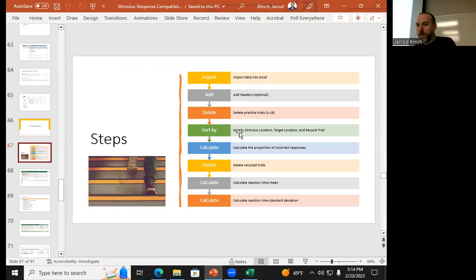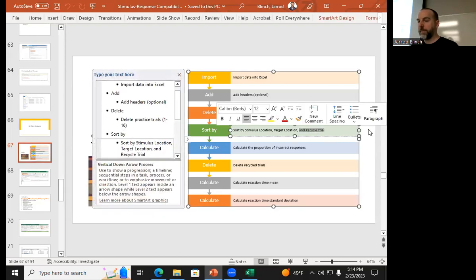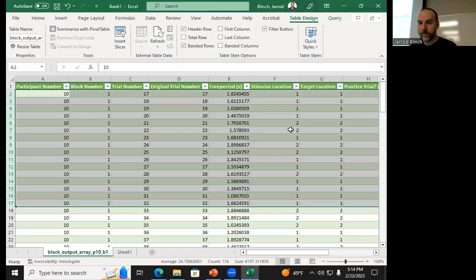Okay, we want to sort our trials because eventually we want to know which ones are left stimulus, left response, right stimulus, right response, because we want to calculate an average for each of those and a standard deviation for each of those. So we want to sort by stimulus location, target location, and by whether it's a good or bad trial, because we're going to first look for bad trials to find out how many incorrect responses we made.